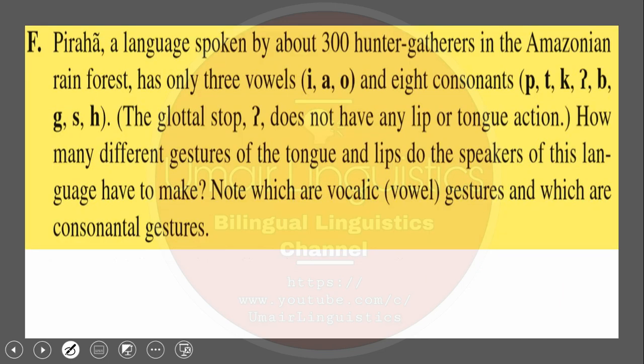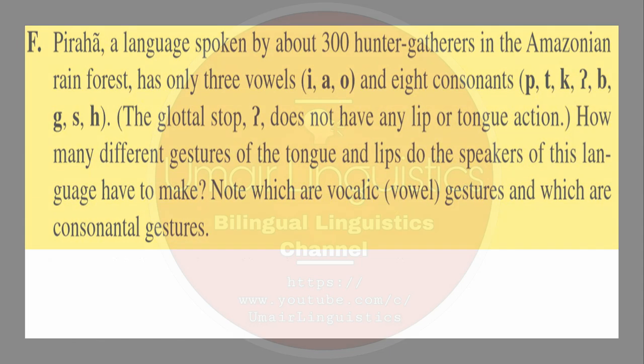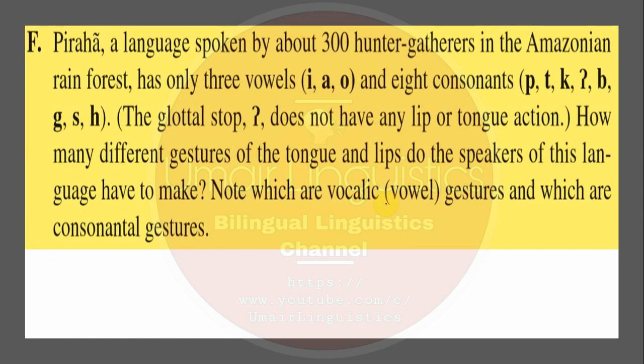Moving forward to the next question, a very interesting question, a very good question. Piraha is a language spoken by 300 hunter-gatherers in the Amazonian rainforest. It is spoken just by 300 hunters. This language has only 3 vowels and only 8 consonants: p, th, k, glottal stop, b, g, s, h. However, the glottal stop does not have any lip or tongue action.